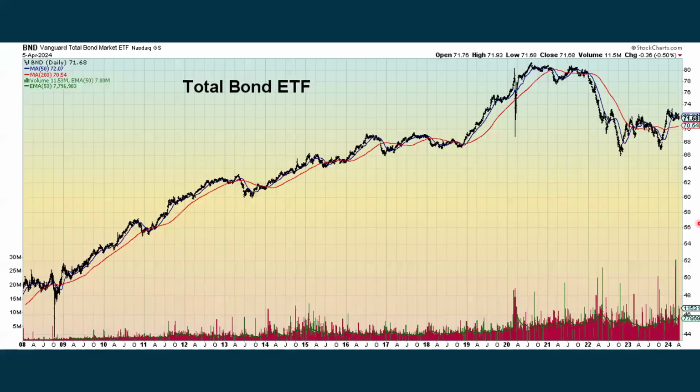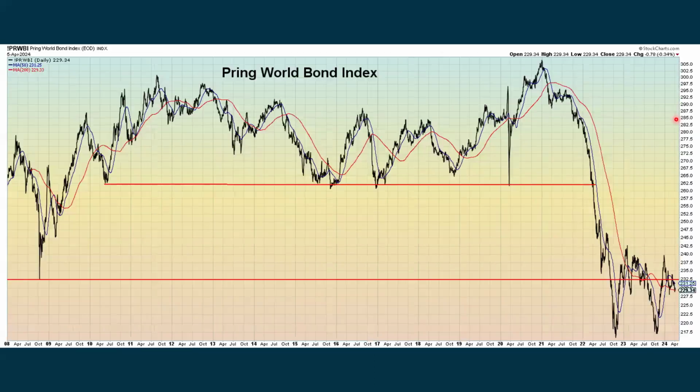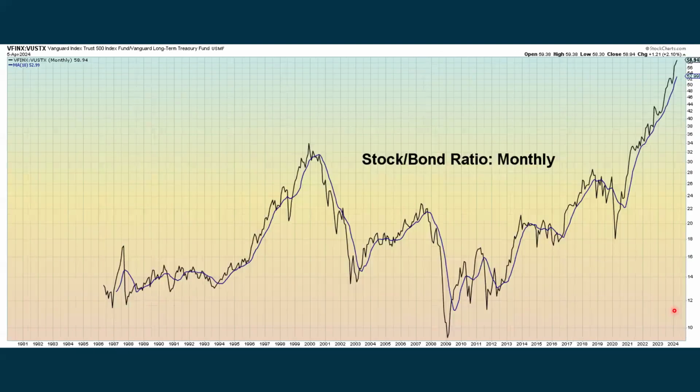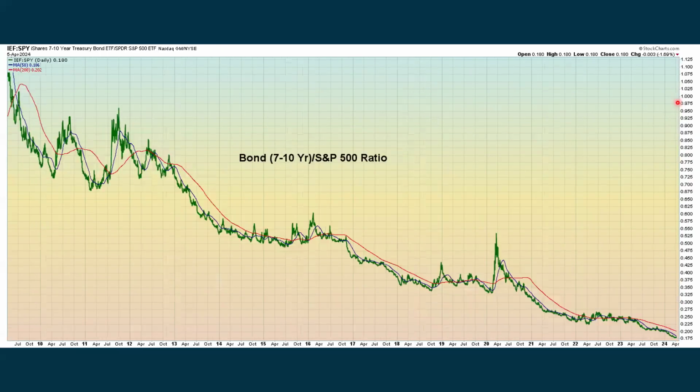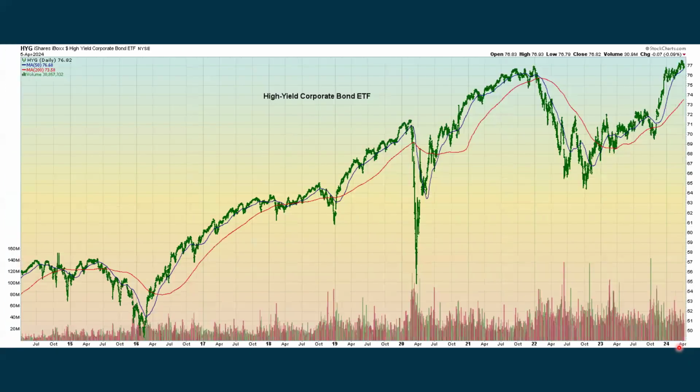And we look at bonds, which continue to be in an uptrend based on price, but they've been chopping sideways. Here's the World Bond Index, also still in an uptrend, but very choppy right now. And then we look at a monthly chart, and we compare stocks with bonds, showing how stocks are outperforming. Then we switch over to a daily chart, showing how bonds are underperforming stocks. So we're seeing confirmation on a short term on a daily chart, and then long term on a monthly chart.